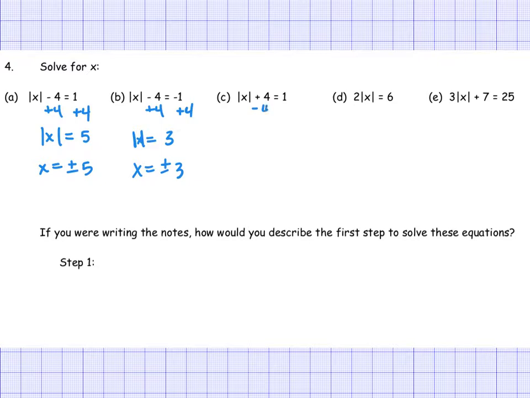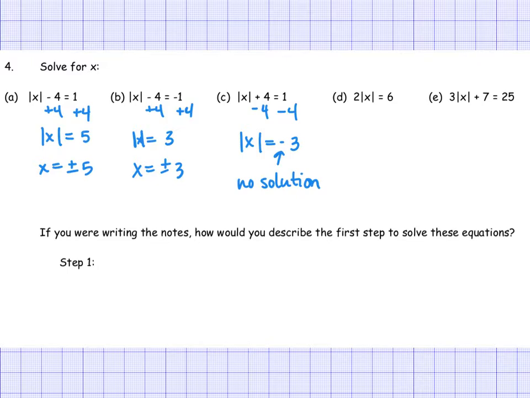On part C, I'm going to subtract 4 from both sides. So I've got the absolute value of x equals negative 3. That one has no solution because of that negative right there. Whenever you have a problem that has no solution, if it happens on a test, make sure you show the steps up until the place where you can point out why there's no solution.